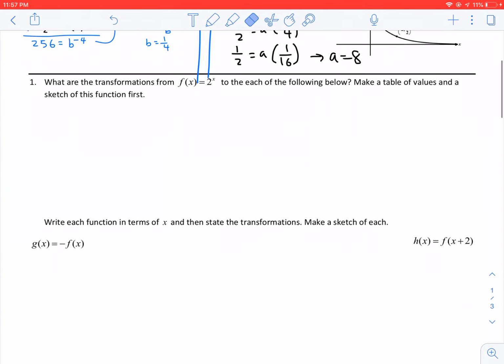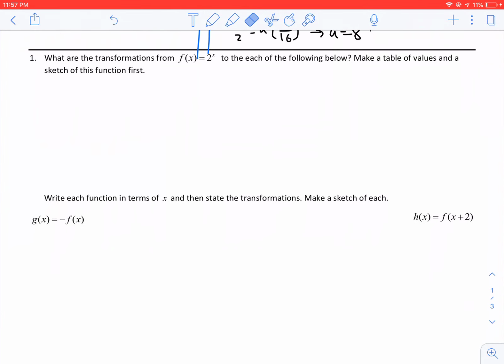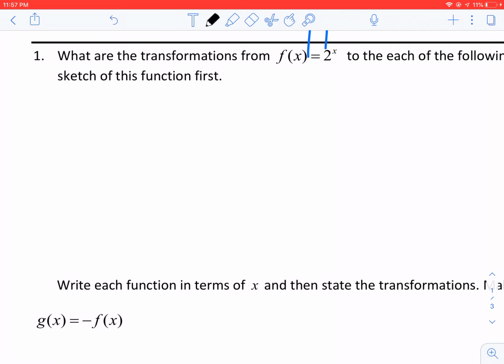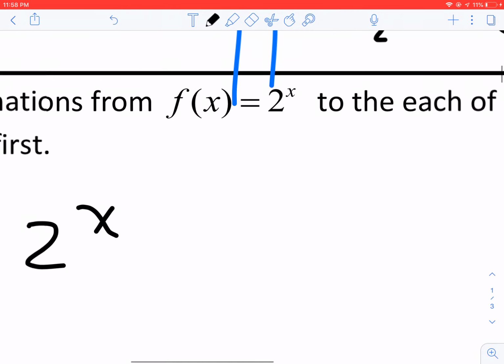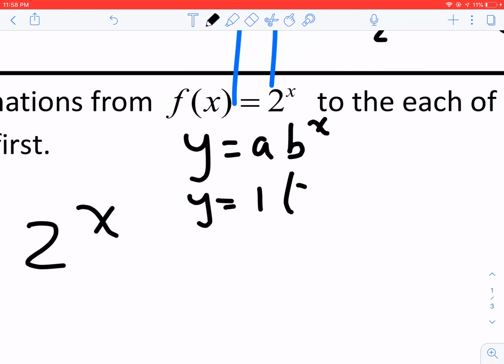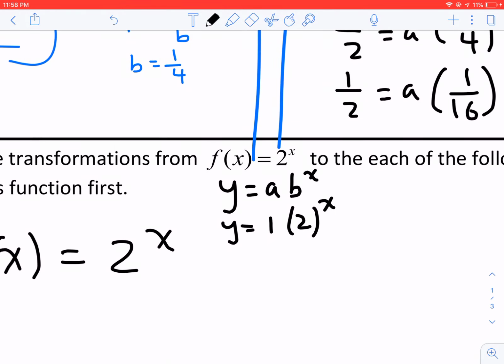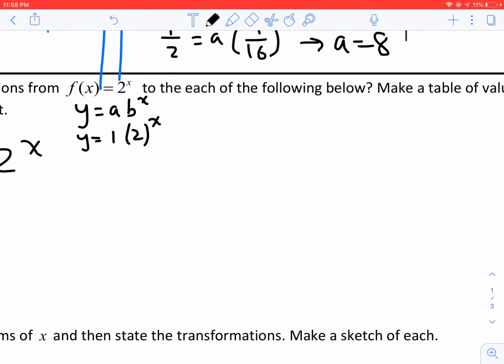Moving on. What are the transformations from f of x equals 2 to the x to each of the following below? Make a table of values and sketch this function first. All right, so let's make a sketch of f of x equals 2 to the x. If we're writing it like this, y equals a times b to the x, well, the a value here is just 1, right? Our base, what we're multiplying by each time, is 2. So because that base is greater than 1, I know it's exponential growth.